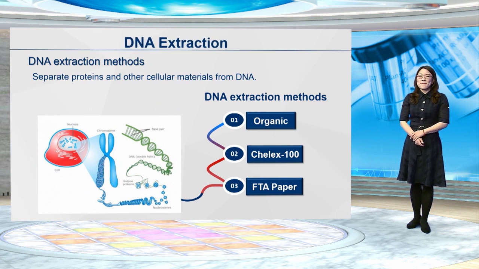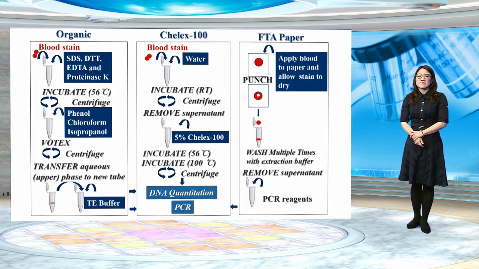There are three primary techniques for DNA extraction used in forensic DNA laboratories: the organic extraction, the Chelex 100 extraction, and FTA paper. The exact extraction or DNA isolation procedure varies depending on the types of biological evidence being examined. For example, whole blood must be treated differently from a blood stain or a bone fragment.